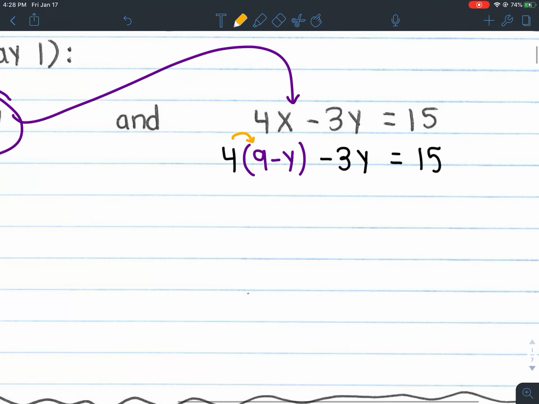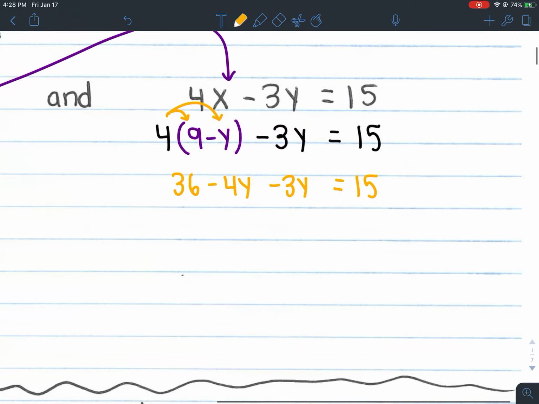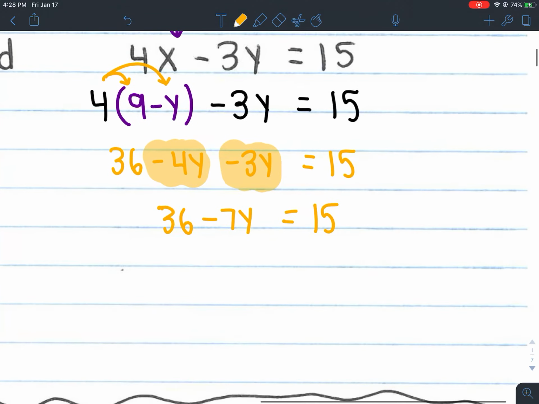All right, our next step here, 4 times 9 is 36. 4 times negative y is negative 4y. And then we have minus 3y equals 15. Well, now we have like terms. Negative 4y and negative 3y make negative 7y.